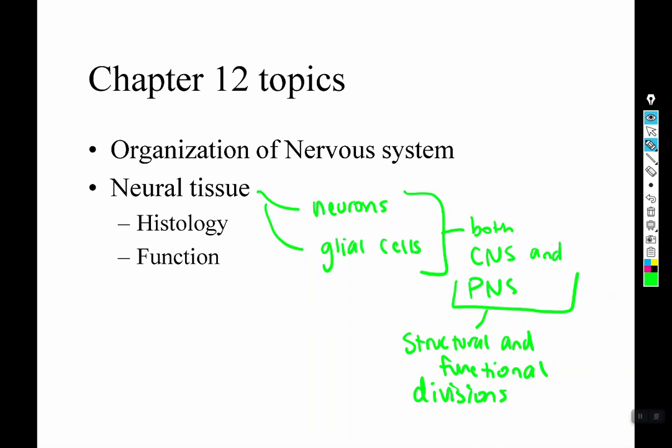And of course, we have to talk about both synapses and action potentials. Those are integral to understanding how these cells and tissues do their work, which is to use electricity in the form of ions that flow to control the rest of your body. So let's get into it.